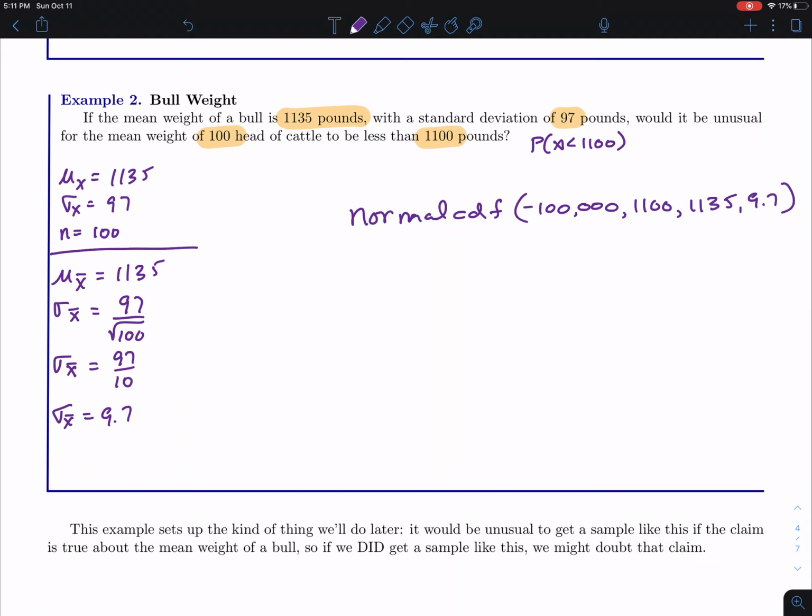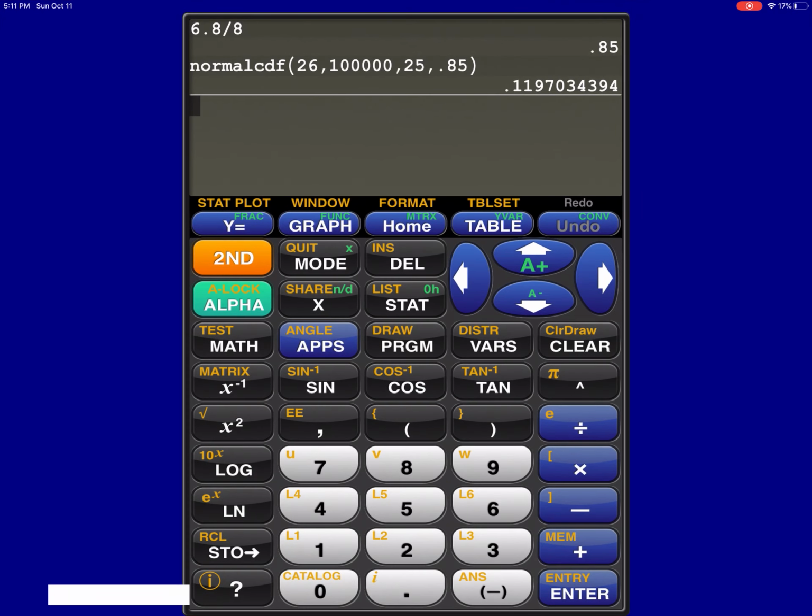The other thing to remember here is what it means to be unusual. Remember, unusual means we want a probability that's less than 0.05. If it's less than 0.05 or 5%, then we consider that to be unusual. Probably, very unlikely that it would happen. All right, so let's take a look at our data here. Throw it in the calculator, see what we get.